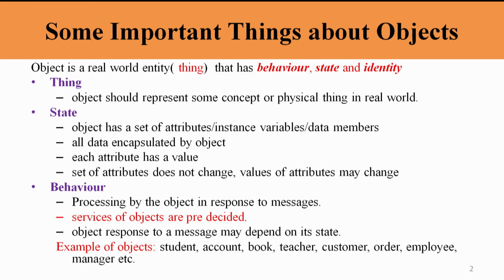So let us see what an object means. An object is nothing but something existing in the real world. It is a real world entity having certain behavior and state, and certain attributes associated with it. Something which is participating in the system, it has states and behavior. Some examples of objects we can see on the screen: student object, account object, book object, teacher, customer, order, employee, manager, maybe product. If you are talking about some other system or domain, maybe the customer.